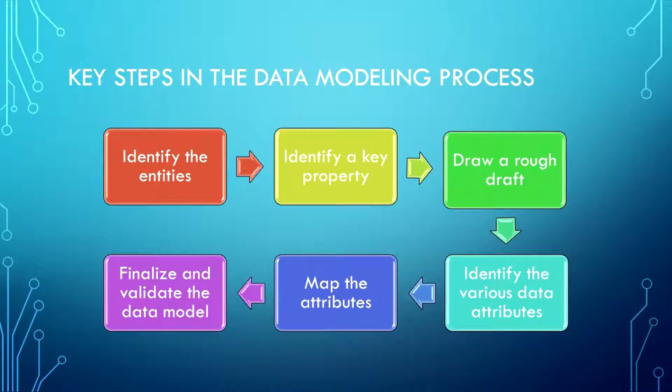Next, identify the various data attributes that need to be incorporated into the data model. The fifth step is to map the attributes to entities so the model properly reflects the business meaning of the data. And the last step, finalize and validate the data model and then refine it to keep it up to date as the data changes.